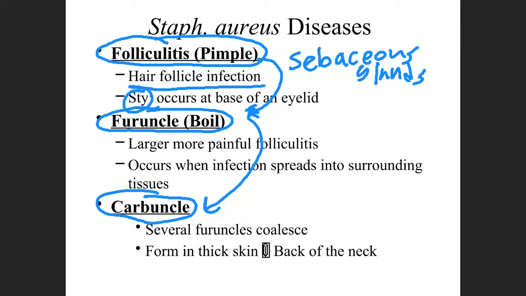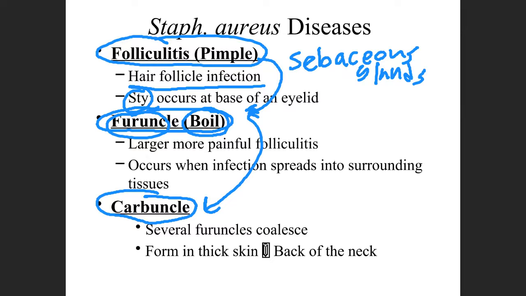Now, if a folliculitis or pimple infection starts to spread a little bit to surrounding connective tissues, and it gets larger, and as it gets larger, there's more swelling and pain receptors in the skin begin to be activated, then it's a little bit more painful. And this results in something called a furuncle, or more commonly known as a boil. It's basically, again, when a folliculitis or pimple starts to spread and gets a little bit larger.